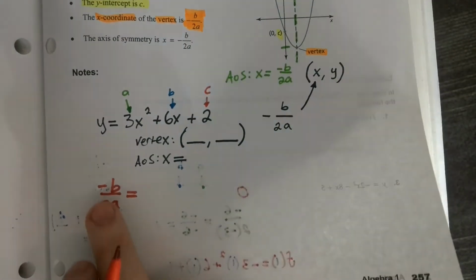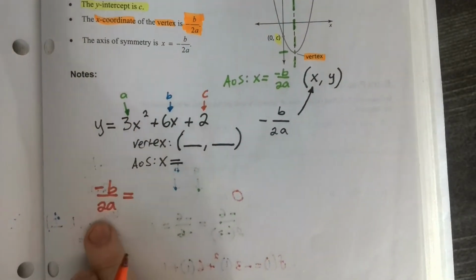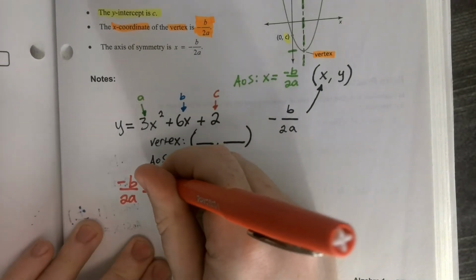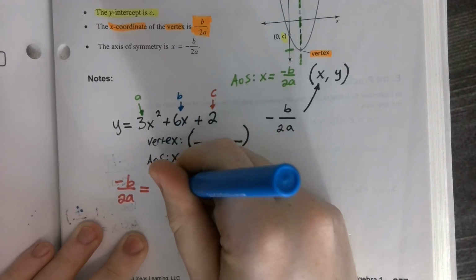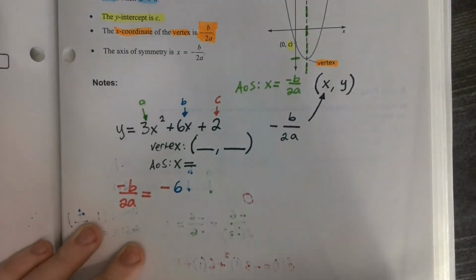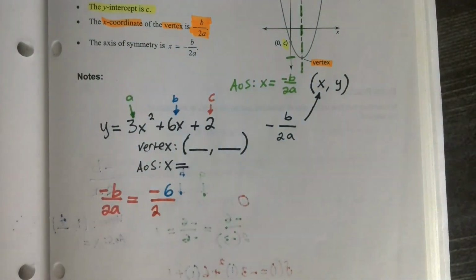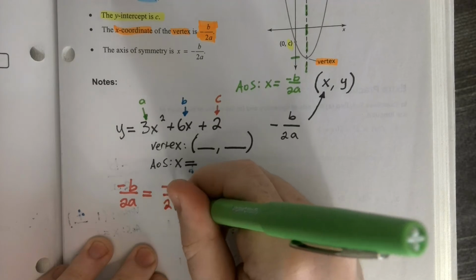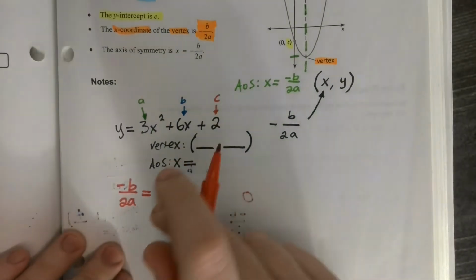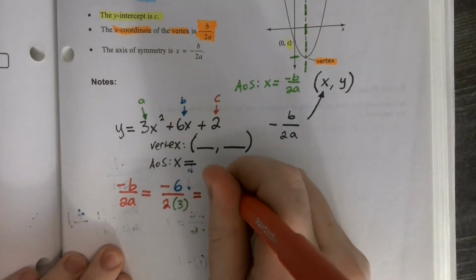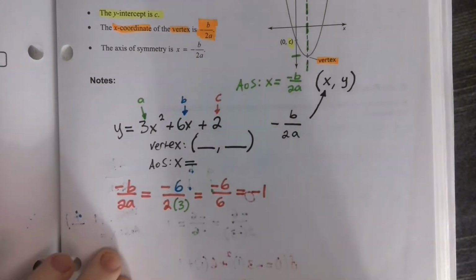Our formula says, plug in the b value on top next to the negative sign, plug in the a value on bottom next to the 2. So we'll get negative, because that negative sign sticks around. Our b value is 6, so on top we have negative 6. On the bottom, we have 2 times our a value, which is 3. Well, what is 2 times 3? It's 6. So this is negative 6 over 6, which is just negative 1.